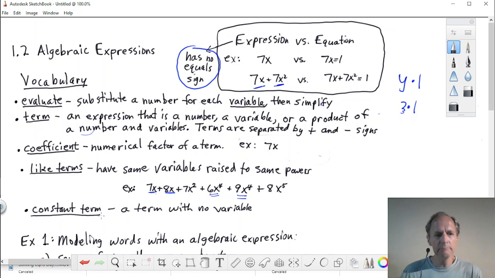A constant term is a term with no variable. Very simple. Remember, terms don't have to have a variable. A term is an expression that is a number, a variable, or a product of number and variable. So it could be just a number. That's one of the possibilities. A number, a variable, or a product of a number and variables, separated by plus and minus signs. Constant term is just a term with no variable. Okay?